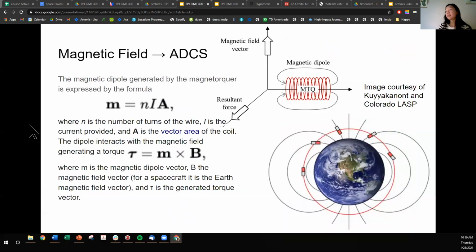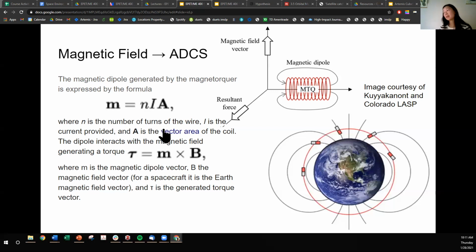Magnetic fields affect the attitude control system. So the relevant equations that you should know say that you have a magnetic dipole generated by a magnetorquer, shown in this picture. Given that you are in a magnetic field, you can produce a resultant force in this direction. To do so, your magnetic dipole is dictated by this equation, where your dipole is equal to the product of the number of turns in a wire, the current provided, and the vector area of the coil. So the vector area is this cross-sectional area, which is a circle here.